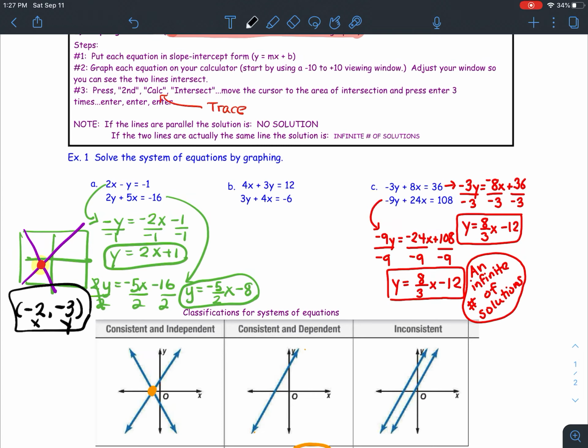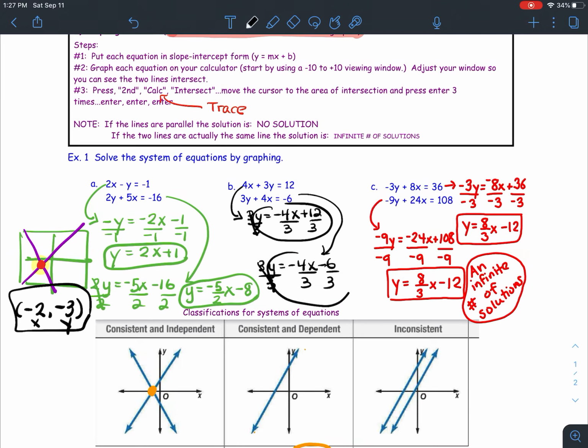Okay, so we'll go ahead and do this with one more here graphically, and then we'll move on to substitution here. We're going to take a look at our top equation here. We're going to solve that for y. And divide by 3. Okay, there's one equation. Same thing here, divide by 3. Okay, here's my other equation.